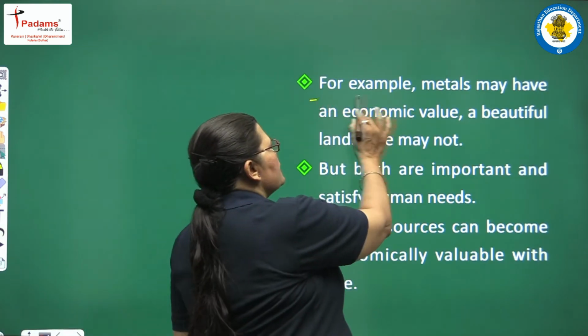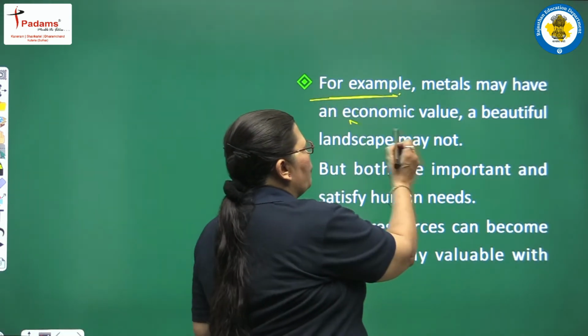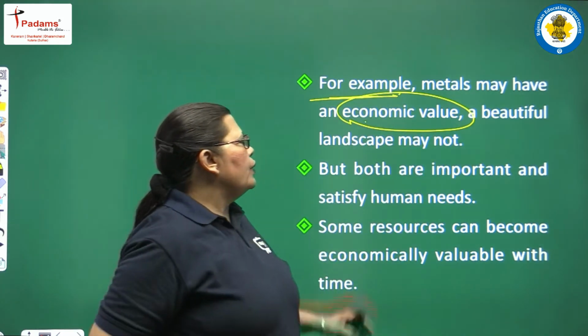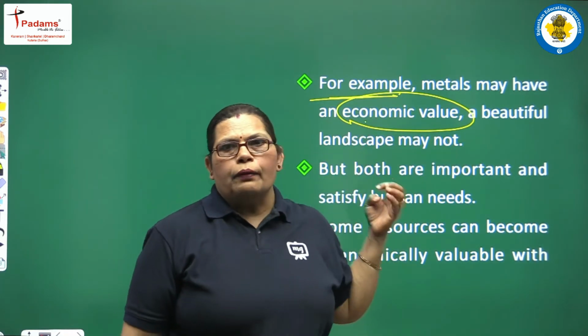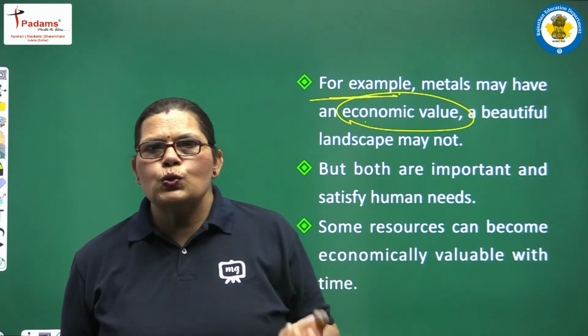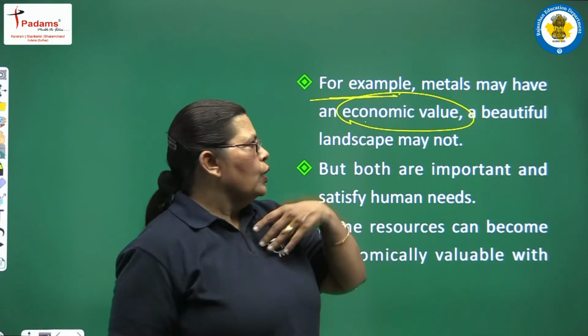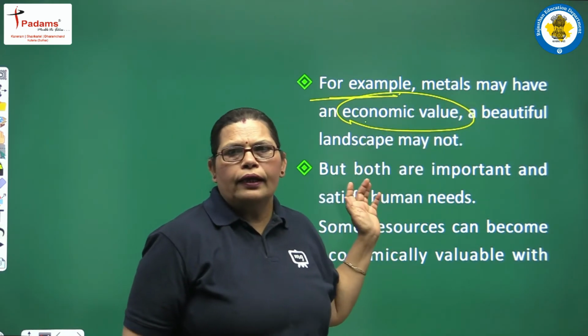So, for example, metals may have an economic value. A beautiful landscape may not. It's okay, a beautiful landscape is really amazing and really looks nice to our eyes, to ourselves also, but the value of metal is more important than the landscape.